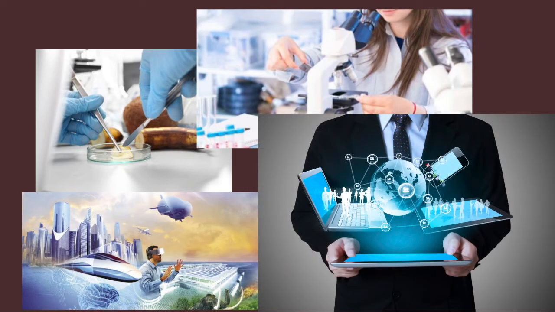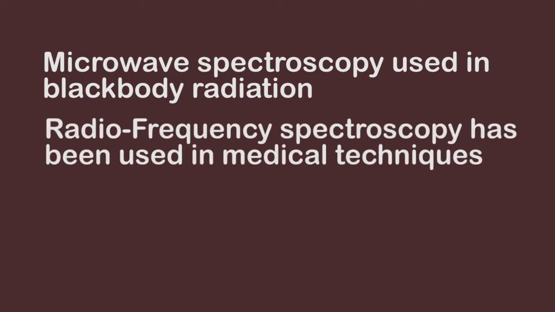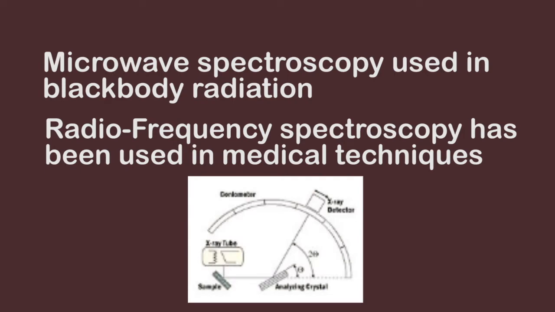Spectroscopy techniques are seen in many fields of science and technology. For example, microwave spectroscopy is used in black body radiation. Radio frequency spectroscopy is used in medical techniques, not to mention the X-ray spectroscopy that we are very familiar with. These are the various applications in this characterization, but we are going to focus on optical spectroscopy, which is routinely used to identify the chemical composition of matter and determine its physical structure.